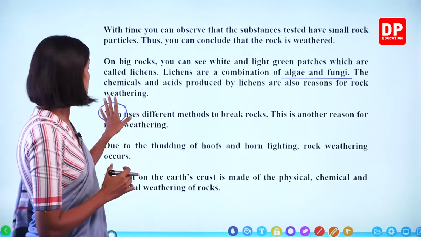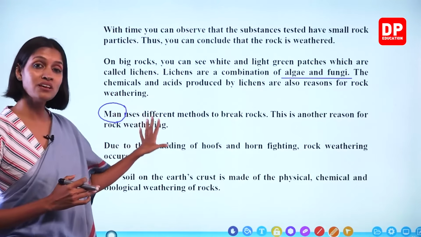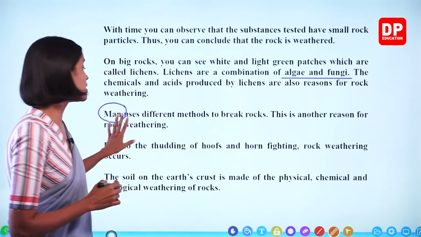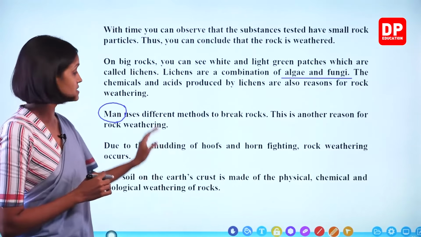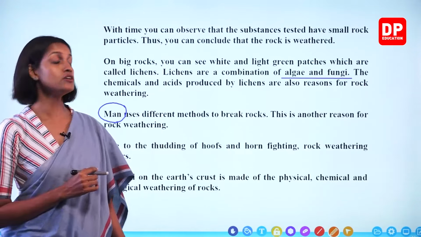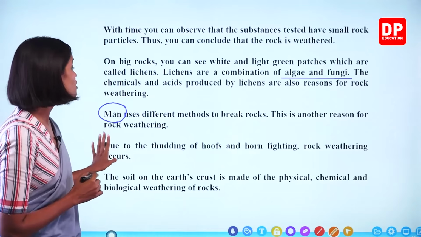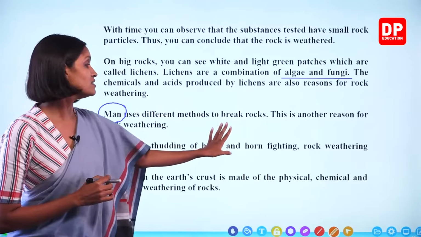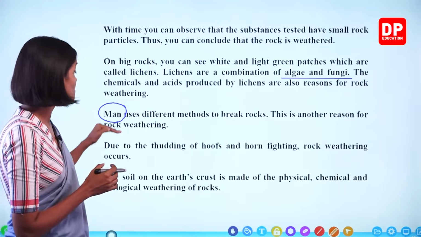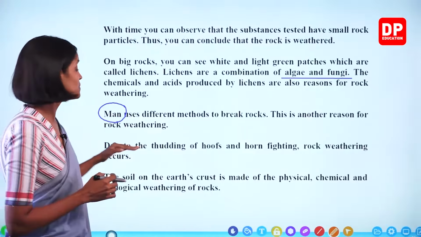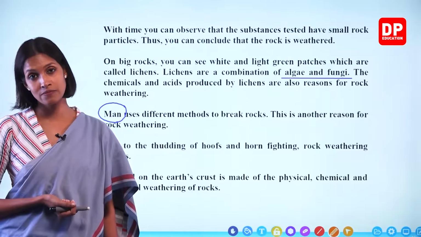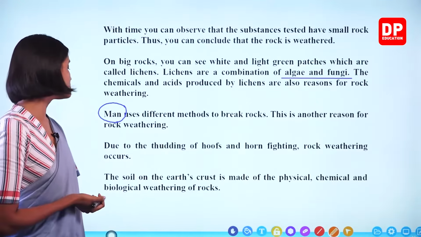So man, using different methods, breaks rocks. This is another reason for biological rock weathering. This is also coming under biological rock weathering. Due to the thudding of hooves and horn fighting, rock weathering occurs. So animals, you must have seen how they rub, and because of the thudding of hooves of animals also, rock weathering takes place.